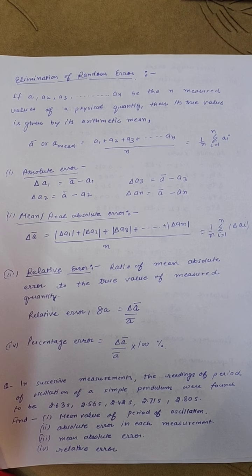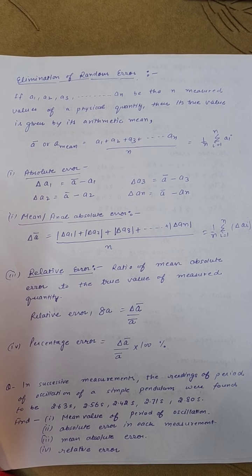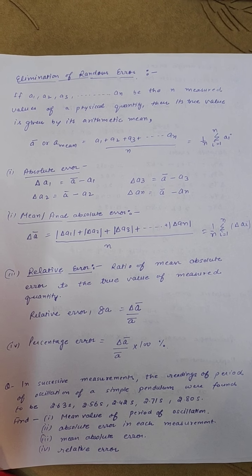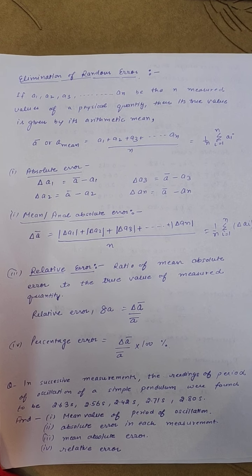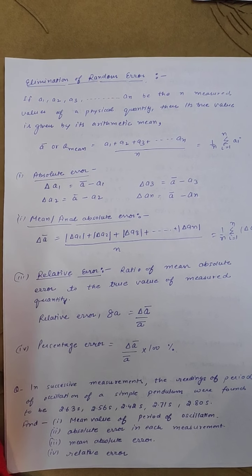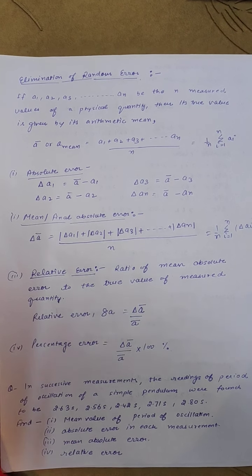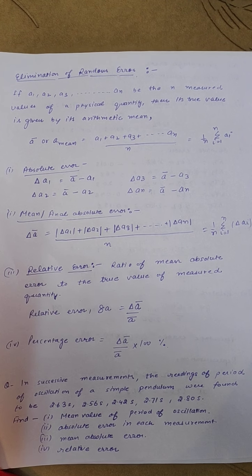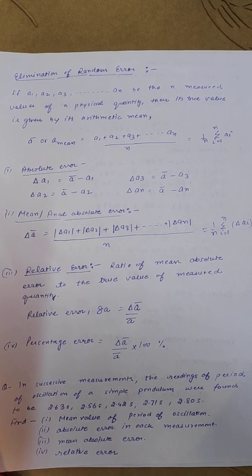We will represent it by A bar, or we'll write A mean, and it will be equivalent to the sum of all the observations, or the sum of all the measured values like A1, A2, A3 plus so on up to AN, divided by the number of observations taken. So this is how you can find the mean or the arithmetic mean.